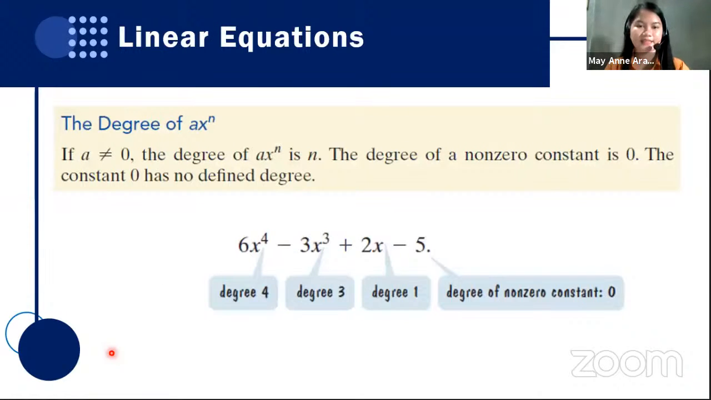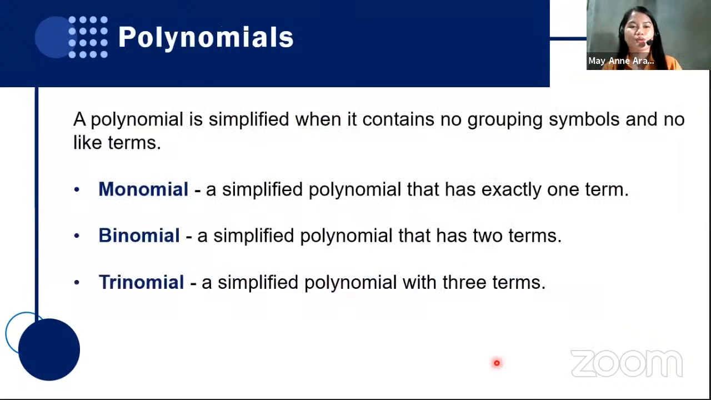Okay, next, the degree. If a is not equal to 0, the degree of a times x raised to n is n. So the degree of a non-zero constant is 0. And the constant 0 has no defined degree. So for example, in 6x raised to 4, the degree of this is 4. Just look at the exponent, yun yung degree. And for 3x cubed, degree is 3. Or 2x, degree is 1. And the degree of a constant here is 0.